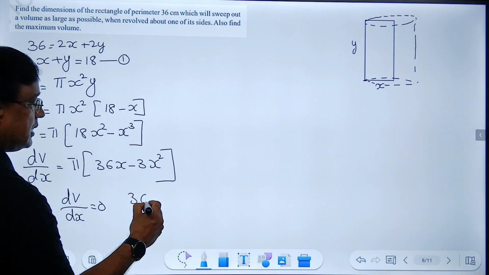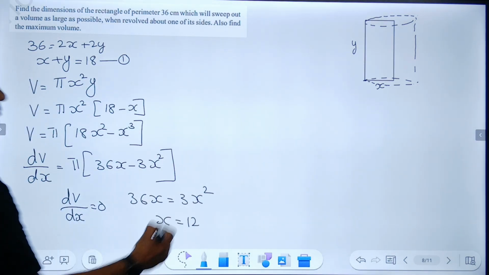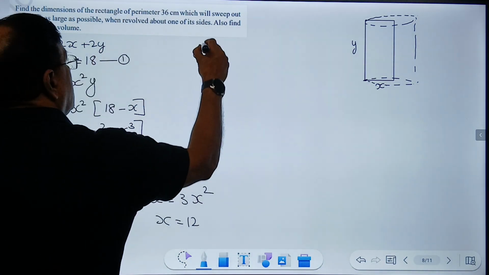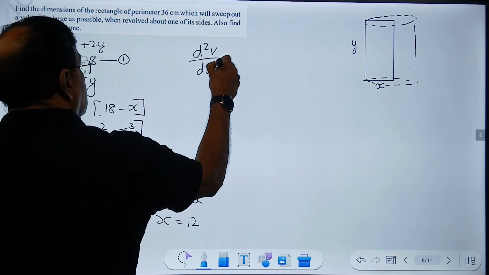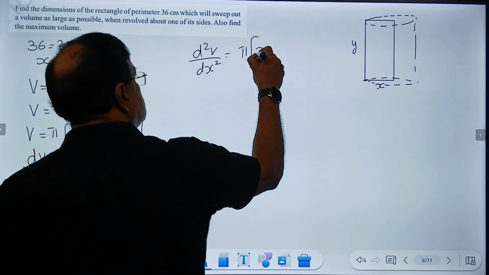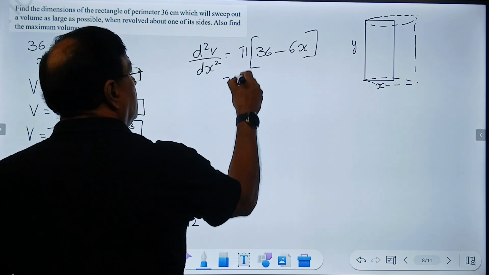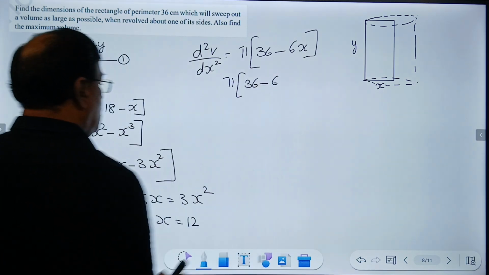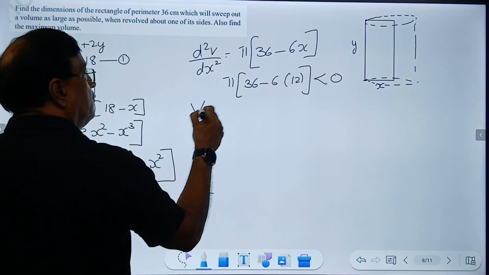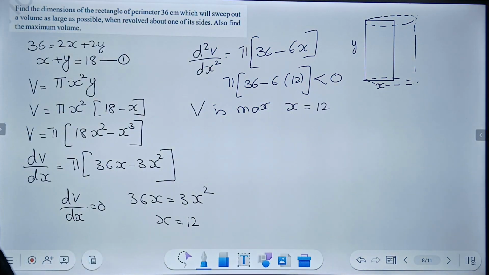You get 36x is equal to 3x square, or you get x is equal to 12. So the radius is 12 or the side is 12. Now what is d square v by dx square? D square v by dx square will be pi into differentiation of 36x, which is 36, minus 6x, which is pi into 36 minus 6 into what is x? X is 12, less than 0. Therefore v is maximum when x is 12.